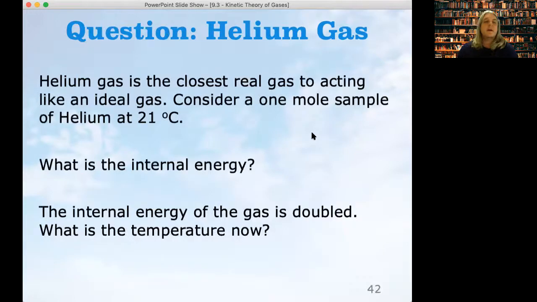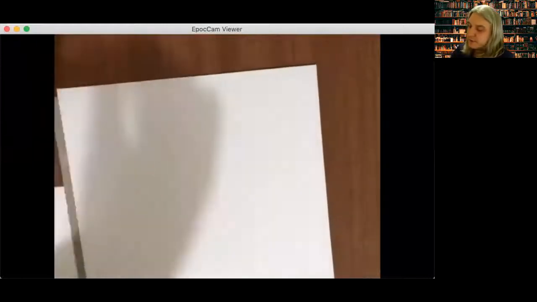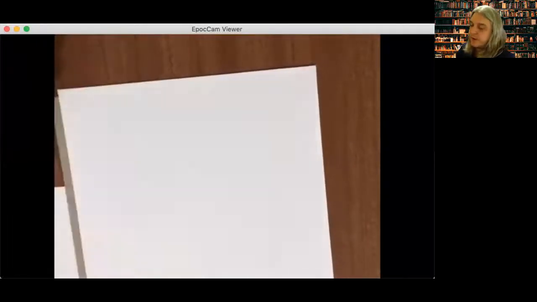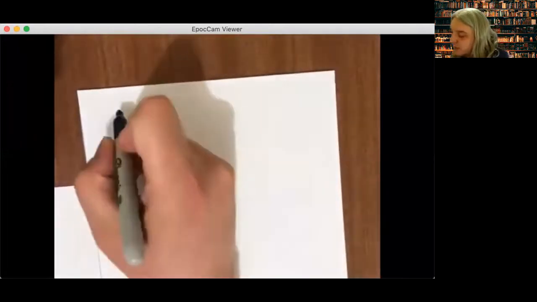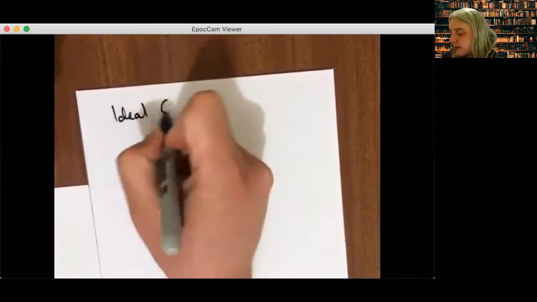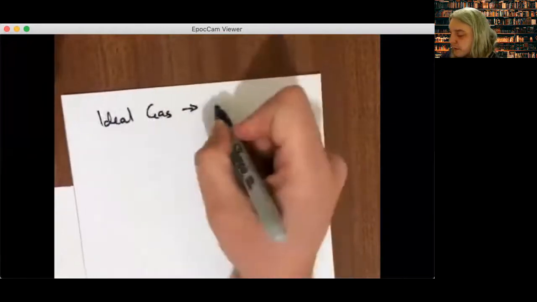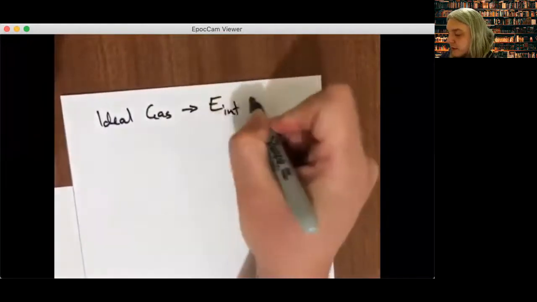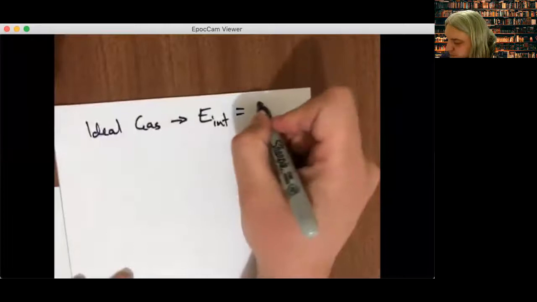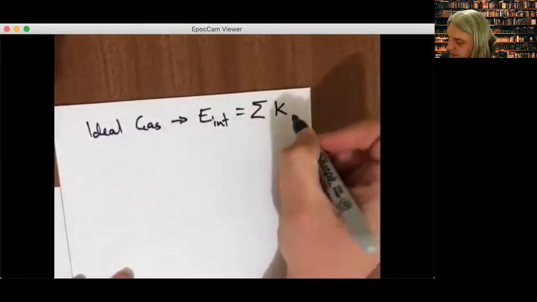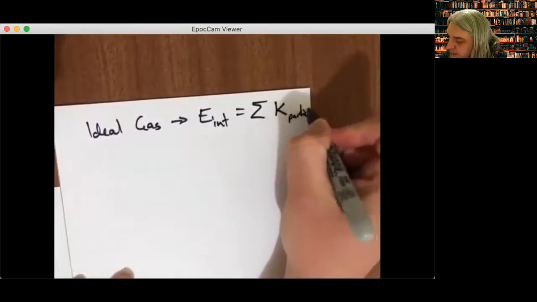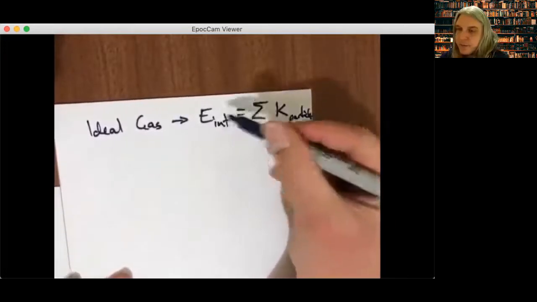There we go. All right, so we'll jump over to the document camera and we'll have a go at this one. So we've got helium gas, which, as we've said, is pretty much an ideal gas. So that simplifies it quite a lot. What it means is that for an ideal gas, the internal energy is equal to the sum of all the kinetic energies, right? So all the kinetic energy of all the little particles becomes the internal energy.